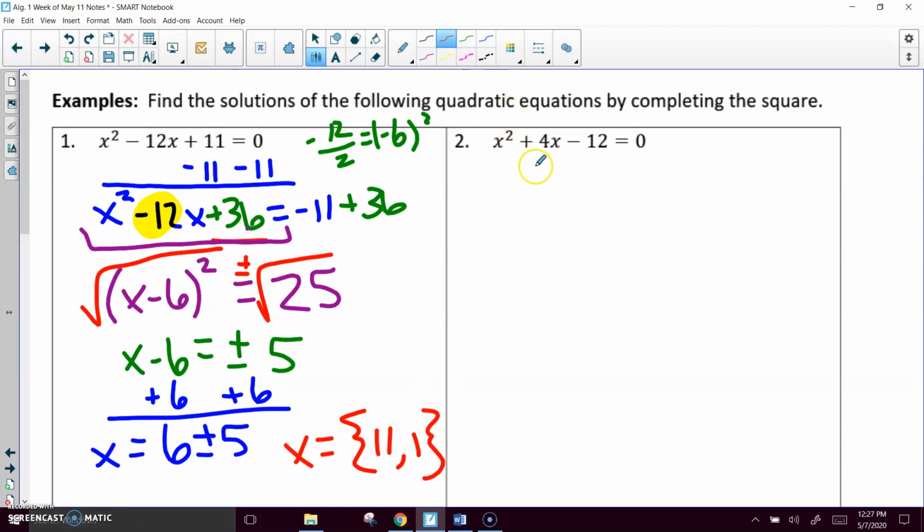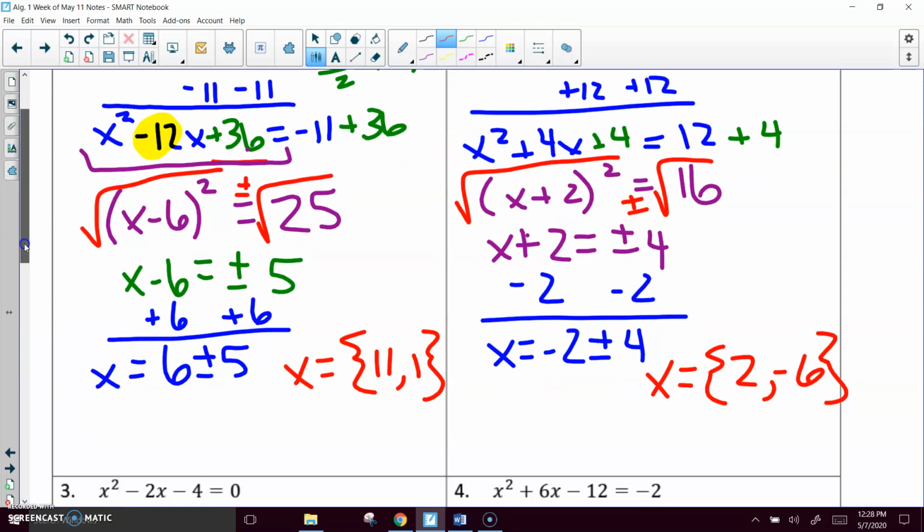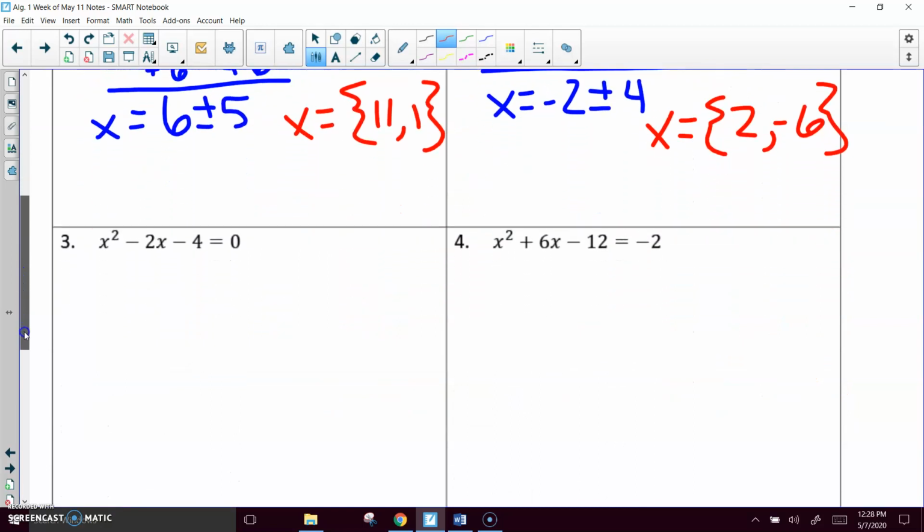Select pause and work through question 2. Just question 2, then come back to check. Our solutions to number 2 are x equals 2 and negative 6. Number 3 is a little bit different, so I'm going to work through that one with you.